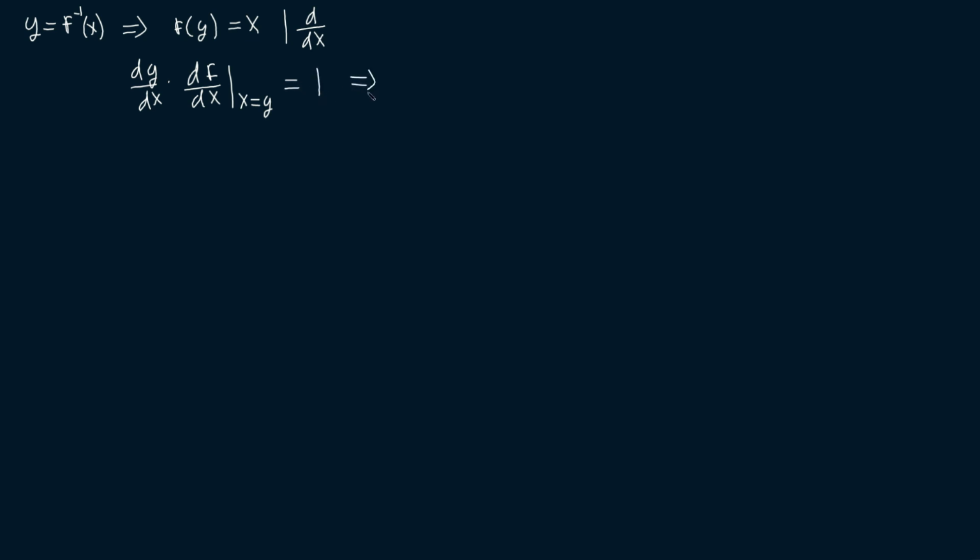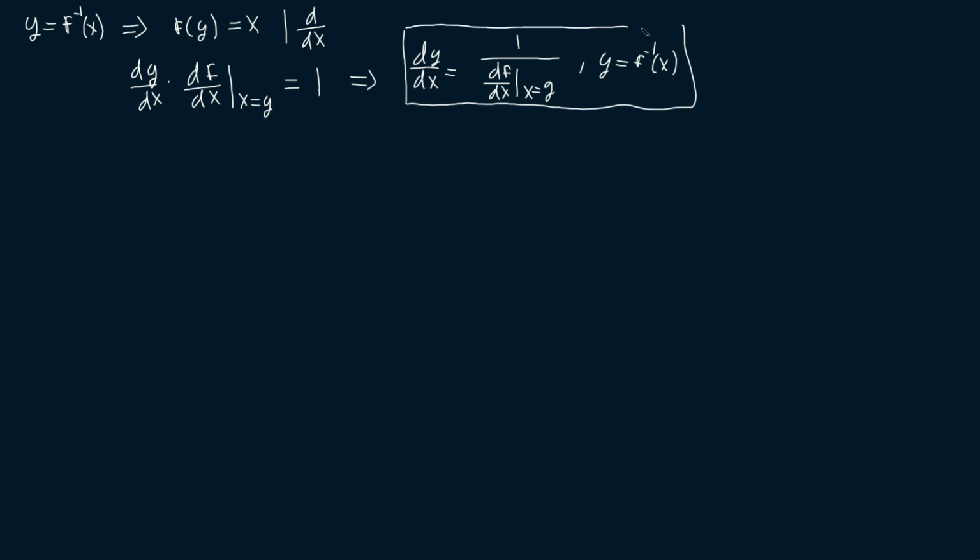Let's then divide both sides of the equation with this derivative to get that dy dx is equal to 1 over df dx evaluated at x is equal to y. And as we said at the beginning, y was our inverse function f minus 1 of x. So this here is the general method of finding derivatives of inverse functions.